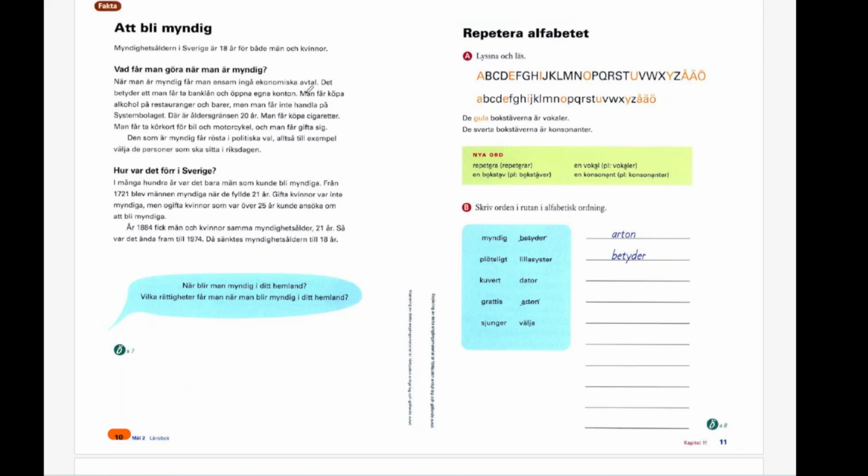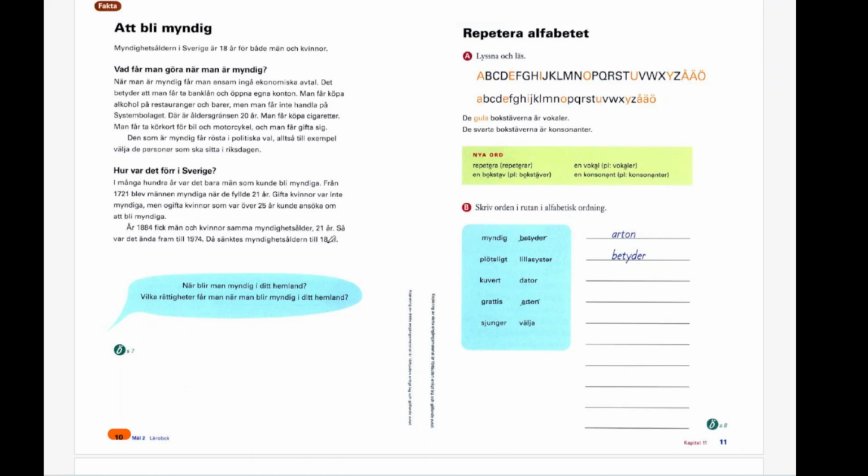Hur var det förr i Sverige? I många hundra år var det bara män som kunde bli myndiga. Från 1721 blev männen myndiga när de fyllde 21 år. Gifta kvinnor var inte myndiga, men ogifta kvinnor som var över 25 år kunde ansöka om att bli myndiga. År 1884 fick män och kvinnor samma myndighetsålder, 21 år. Så var det ända fram till 1974. Då sänktes myndighetsåldern till 18 år.